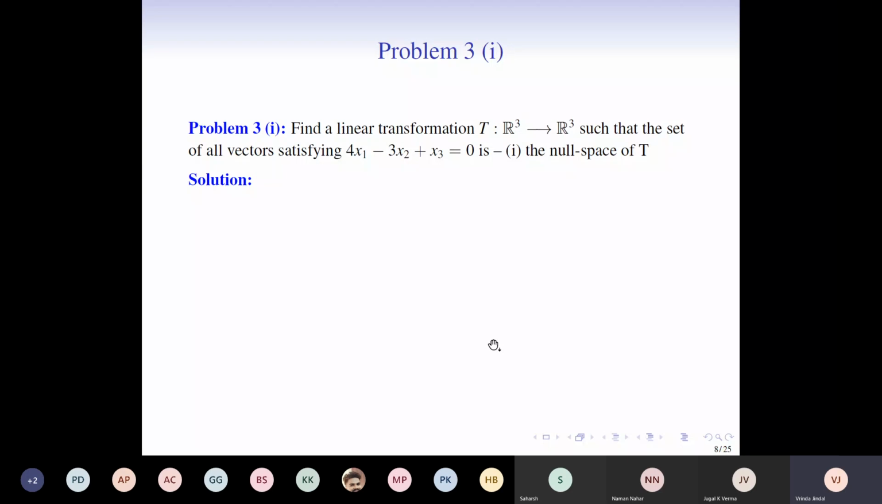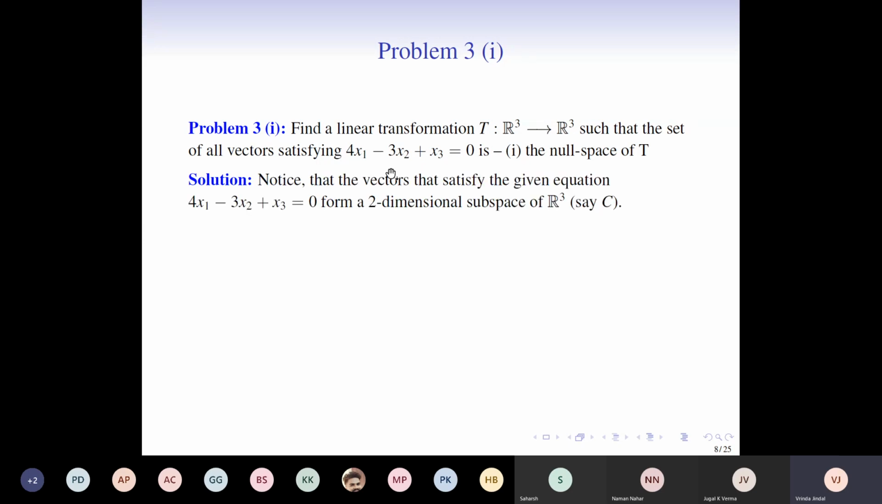So the next question, problem number 3. We want to find a linear transformation T from R3 to R3 such that the set of all vectors that satisfy this equation, we have three-dimensional vectors, denote them by x1, x2, x3, the first element is x1, second element is x2, and third element is x3. We want them to satisfy this equation, and all the vectors that satisfy this equation should be in the null space of T. So how do we go about this?